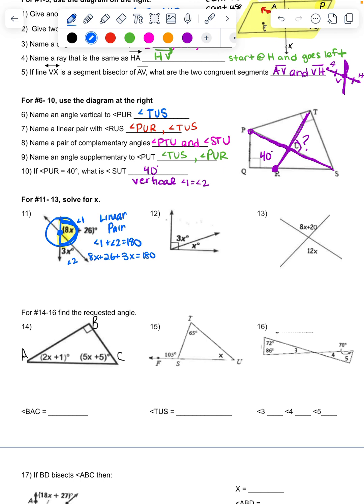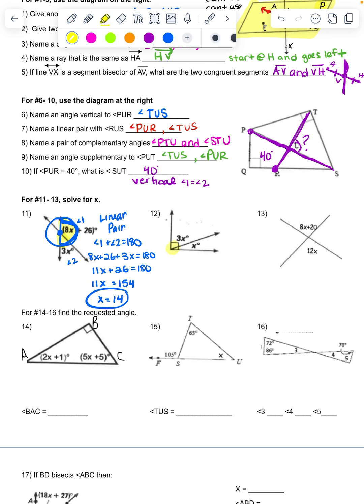I can combine my like terms. Well, 8 plus 3, so that's going to be 11x plus 26. I can subtract 26 from both sides, and I can divide by 11. And the problem just says solve for x. It's not asking you for a particular angle, so I am done when I get the 14.